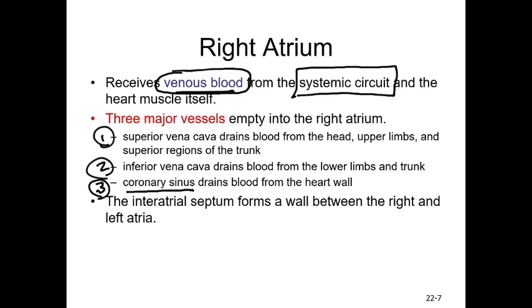In between the right and left atria, there is a wall, a muscular wall, and that muscular wall is the interatrial septum. You can break that down. Between the atria, there's a divider, right? A septum, just like your nasal septum that separates your left and right nasal passages.